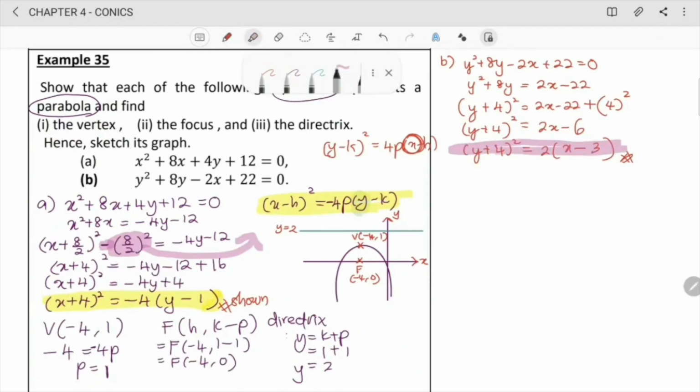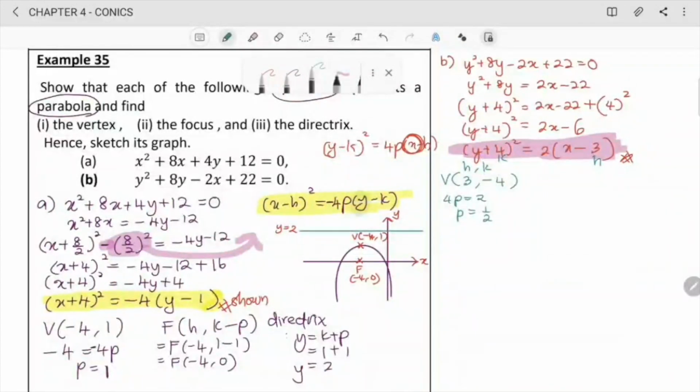This answers the first part, showing the equation. The next one, we are going to find the vertex. Here is the k and here is the h, don't interchange them. So h is 3 and k is negative 4. Then we are going to find p. Because this is positive, we compare it with 4p. So we have 4p equal to 2, so p is equal to 1/2.